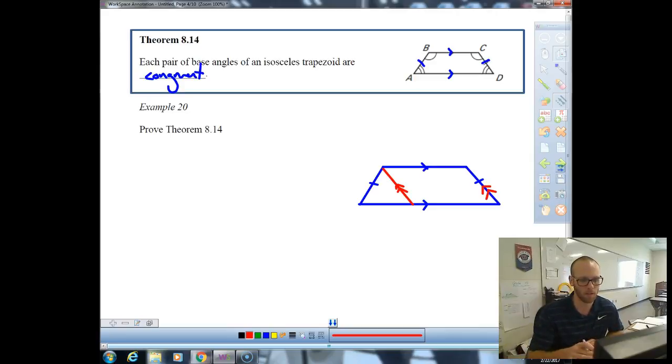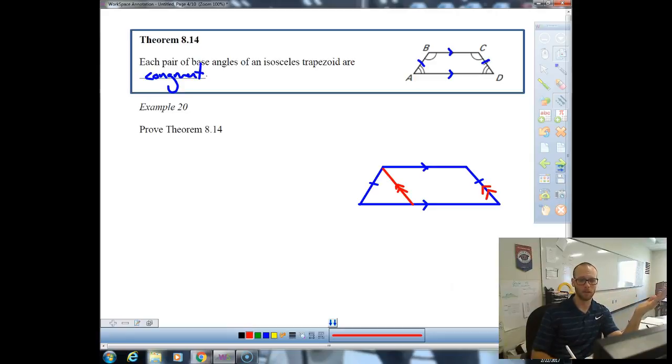Take a minute here. If you want to pause the video and just think through how is just adding that one line going to help me show that this angle is congruent to that one. So take a second here. I'm going to pause my video. You pause yours and think. All right, so the big thing that we got to catch on is when I draw this parallel line, what type of quadrilateral did I make right here?